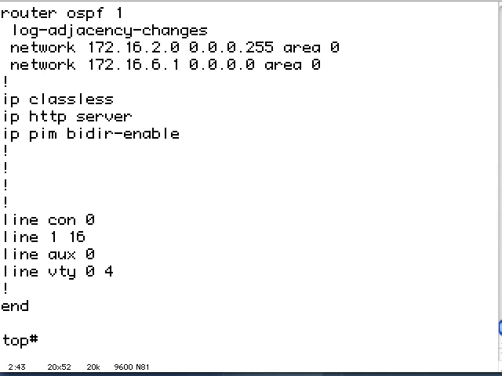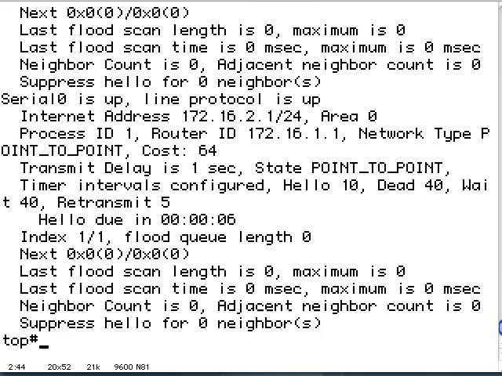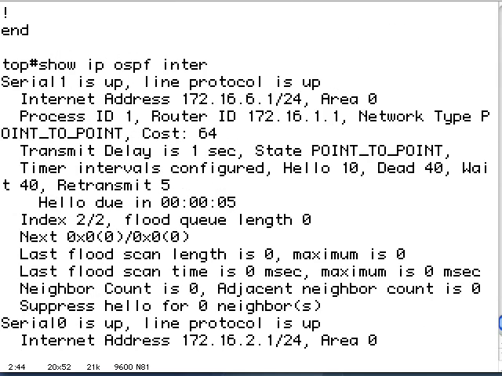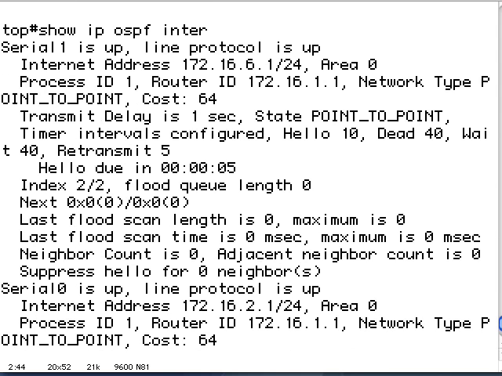Let's see if we turned on OSPF on the second interface. Show ip ospf interface. And you can see I now have two interfaces, including my new one. Serial 1 is up, line protocol is up. Internet address 172.16.6.1. It's assigned to area 0. It's part of OSPF process ID 1. My router ID is still a loopback. The network type is point-to-point.